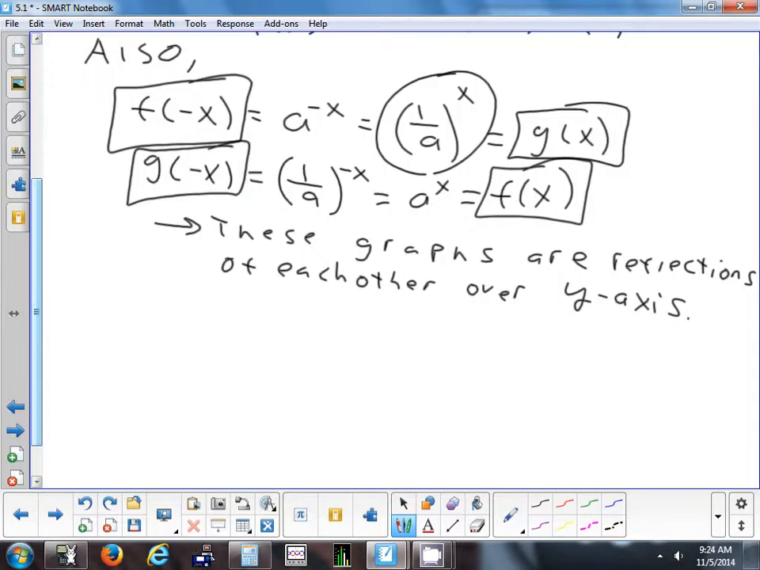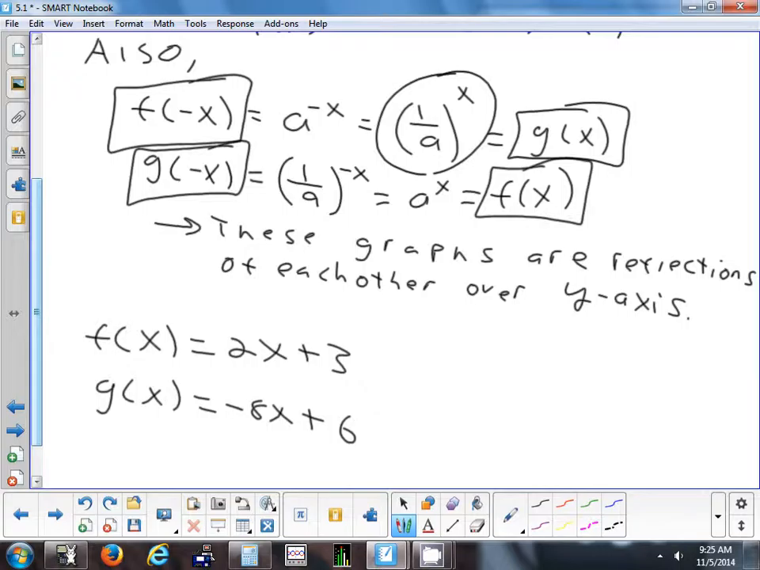Okay, that won't always work if you take just two random functions. F of x equals 2x plus 3, and g of x equals negative 8x plus 6. I guarantee if you change your x's to all negatives in f of x, you won't get g of x. And the reason is, these are not reflections of each other.